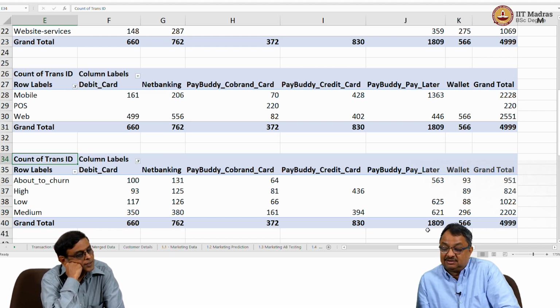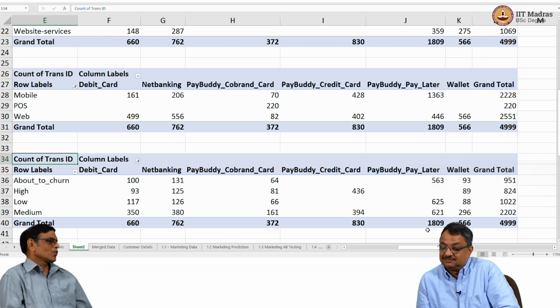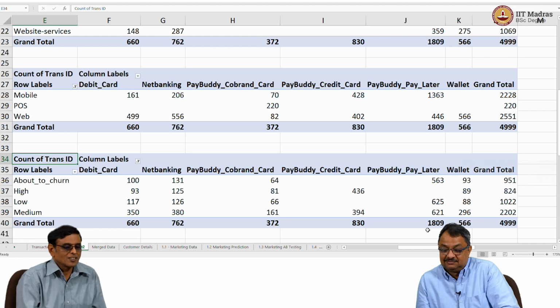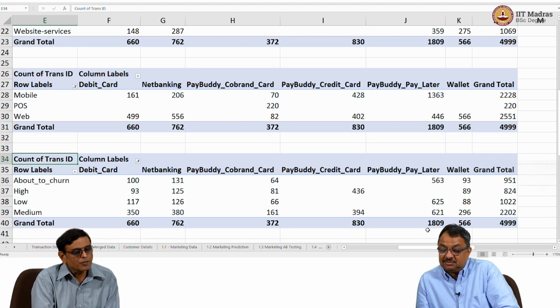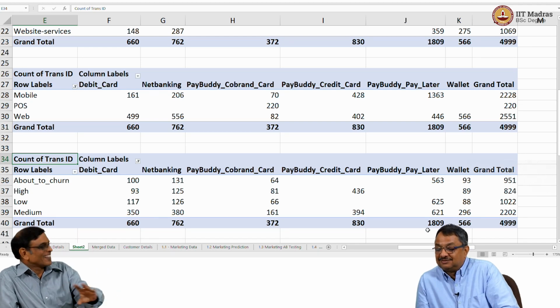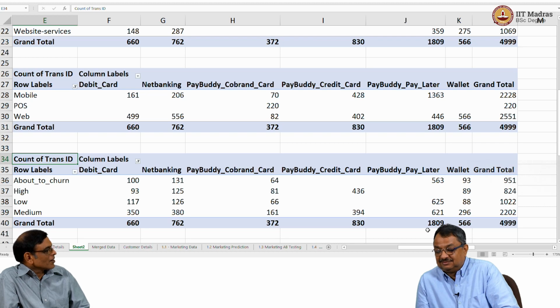How are they engaged? Most of the times they are using credit. That is the expectation we also had. That makes a lot of sense. Now take the person who is about to churn, 951. He's all pay later. Man, the guy is in trouble. We should tell Venkat that his product is in trouble.